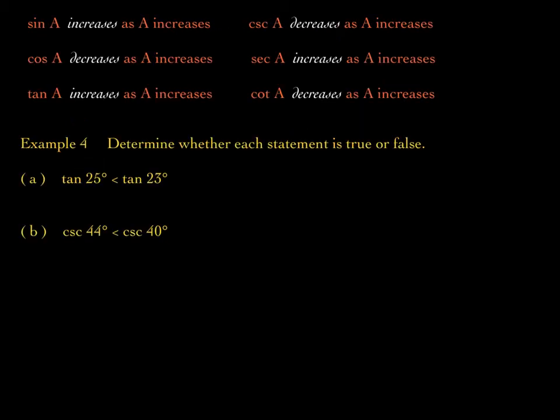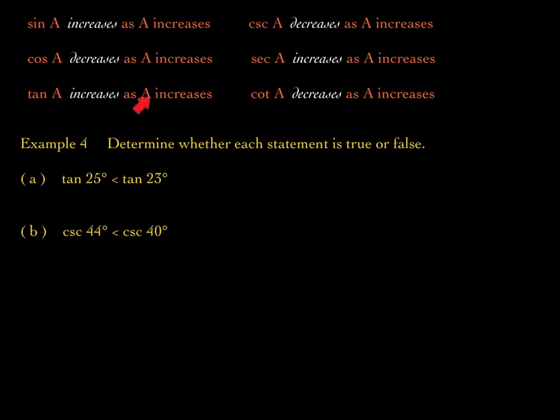Determine whether each statement is true or false. Tangent of 25 degrees is less than tangent of 23 degrees. True or false? Well, tangent is an increasing function. That means tangent of A increases as A increases. In other words, the larger the angle A, the larger tangent of A will be, right?